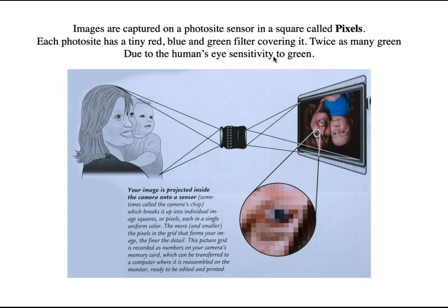These little squares are called photosites, and a photosite captures red, blue, and green. It actually has more green because our human eyes are more sensitive to green. We see a lot more green, so the sensors themselves have more green filter on them to capture as real as possible. And you see in this image on the right, that circle where it's all blown up, it's zoomed in very much, you can see those little squares. That's what our pixels look like.